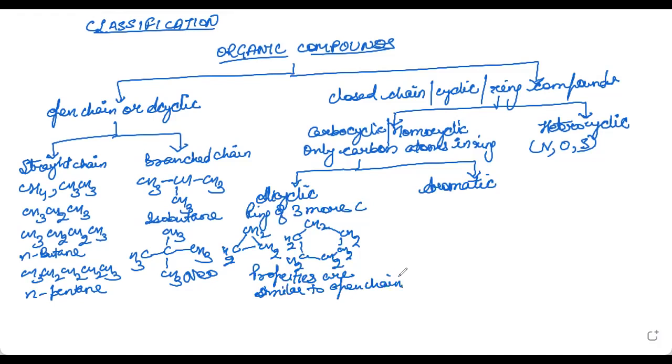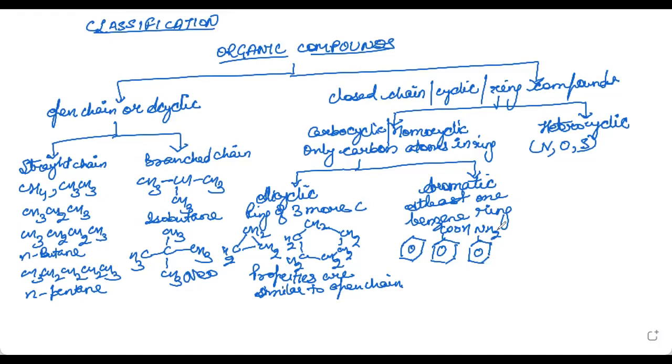Now the aromatic. In the case of aromatic compounds, there will be at least one benzene ring. More can be there, but it should have at least one benzene ring. Here the examples are benzene itself, then benzoic acid, and aniline. These are aromatic compounds which have at least one benzene ring in them.